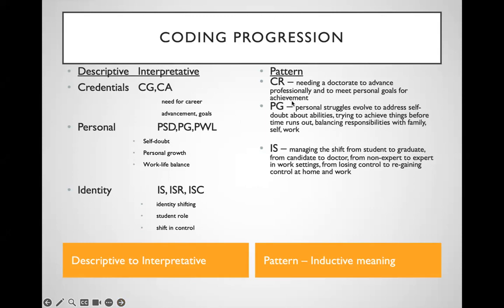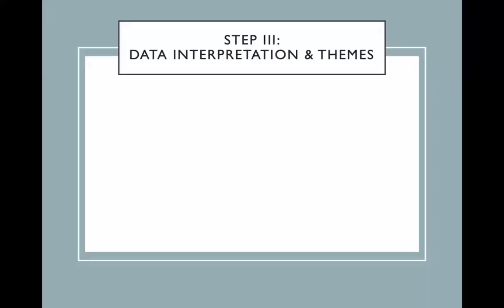No? For example, CR, needing a doctorate to advance professionally and to meet personal goals for achievement. PG, personal struggles evolve to address self-doubt about abilities, trying to achieve things before time runs out, balancing responsibilities with family, self, and work. And IS, managing the shift from student to graduate, from candidate to doctor, from non-expert to expert in work settings, from losing control to regaining control at home and work. So here you see the pattern and also the inductive meaning that is attributed to this pattern.